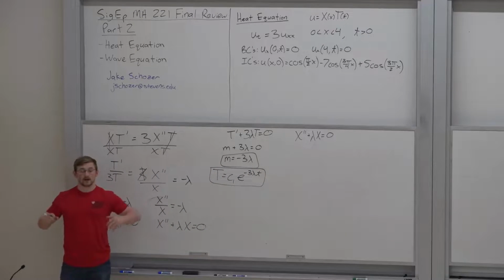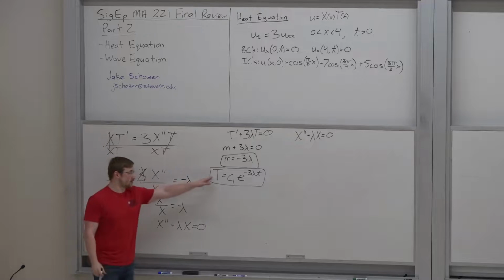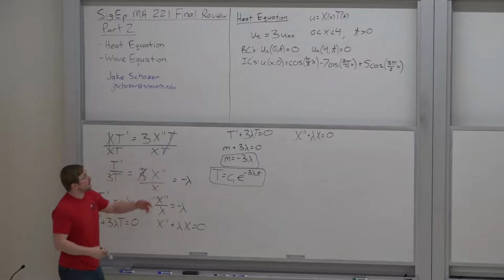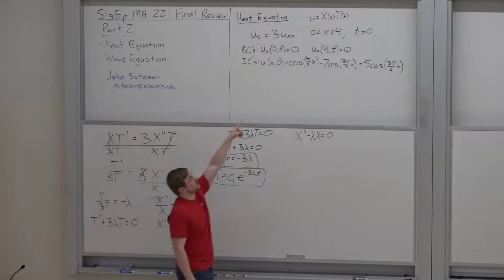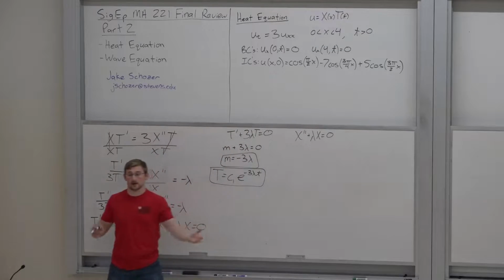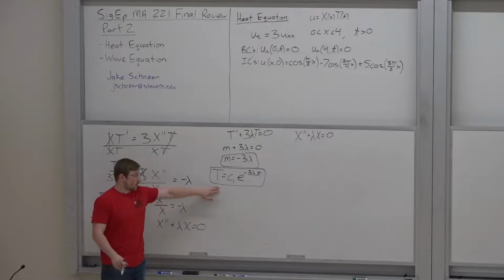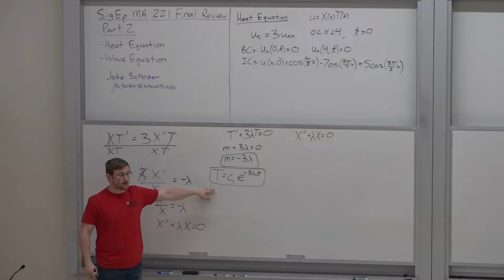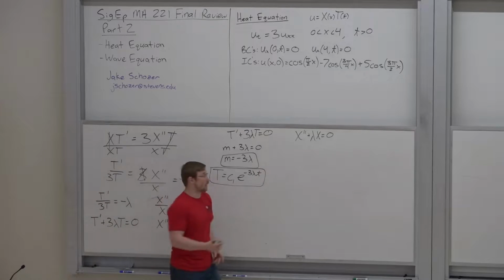Remember, the idea of this whole problem is I want to find some function T and some function X that I can multiply together to get my function u, that it says all the way at the top, because X times T is u, and that's what I'm looking for. So I'm already theoretically halfway there, right? I just solved for what my T is. Now let's solve for what our X is.